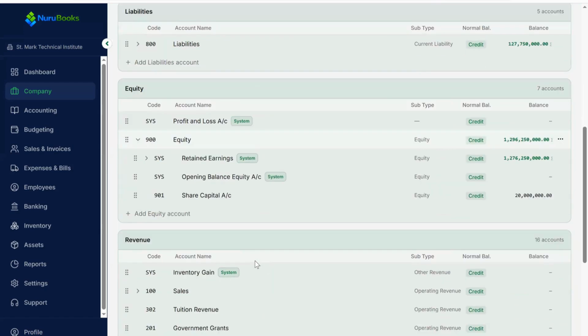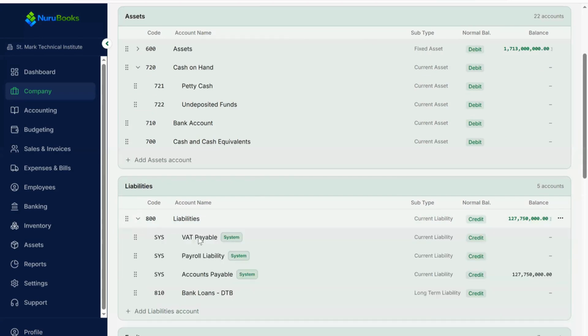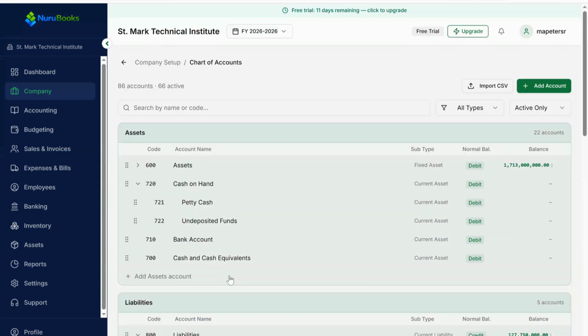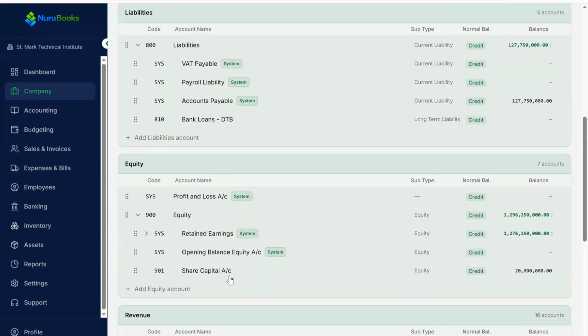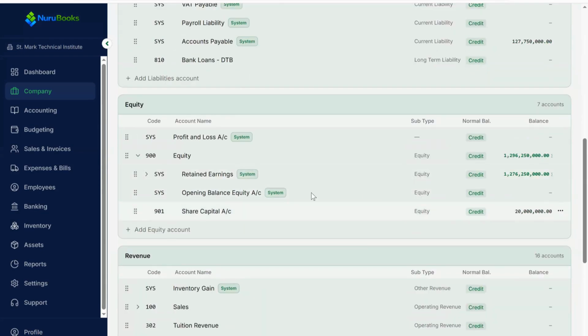Like if you look at retained earnings, a system account. If you look at VAT payable, payroll liability, accounts payable, all these are system accounts because they work on elements of financial statements which you simply input, like accounts payable. These are your suppliers. As you're inputting the suppliers, this account controls all those transactions and takes care of the double entry and all that. So for the opening balances, the opening balance equity account will always be here.